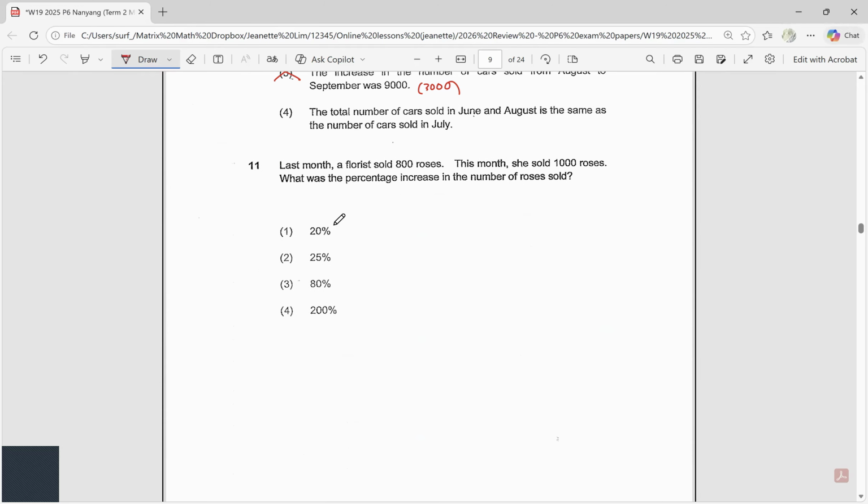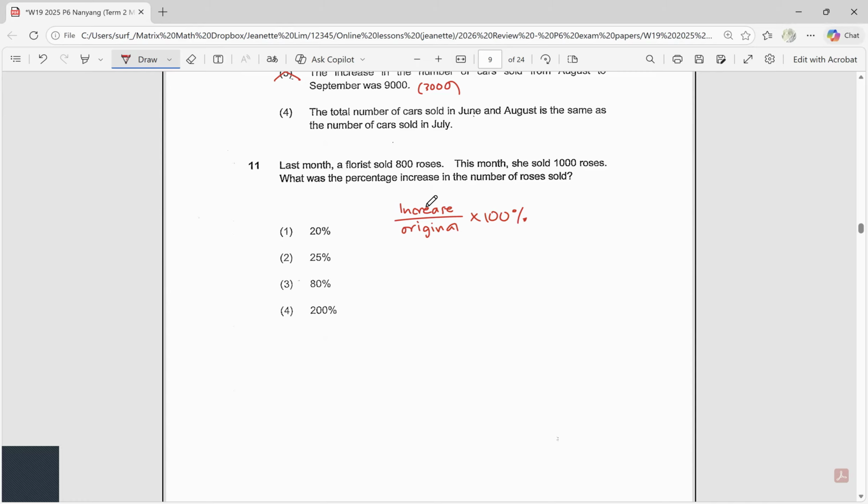Question 11. Last month, a florist sold 800 roses. This month, she sold 1,000 roses. What's the percentage increase in the number of roses sold? Okay, so for percentage increase, you need to find, the formula to get that is increase over original times 100%. Okay, percentage increase.